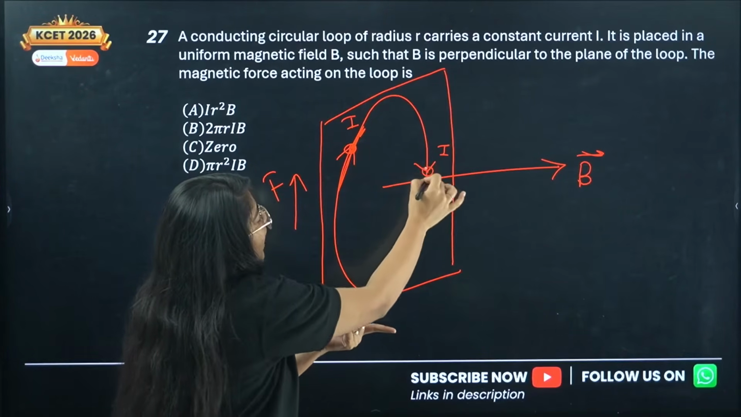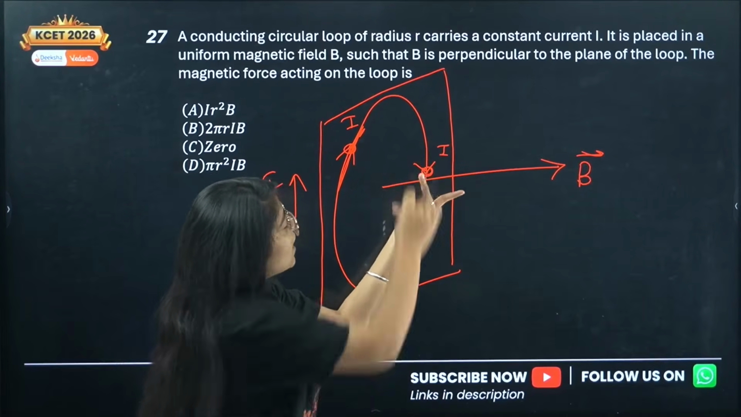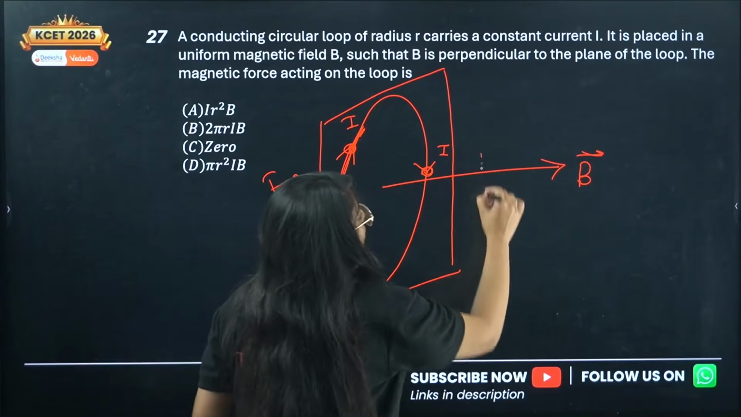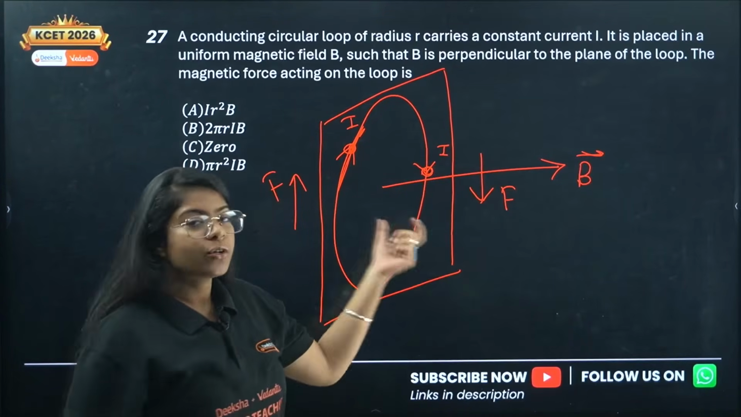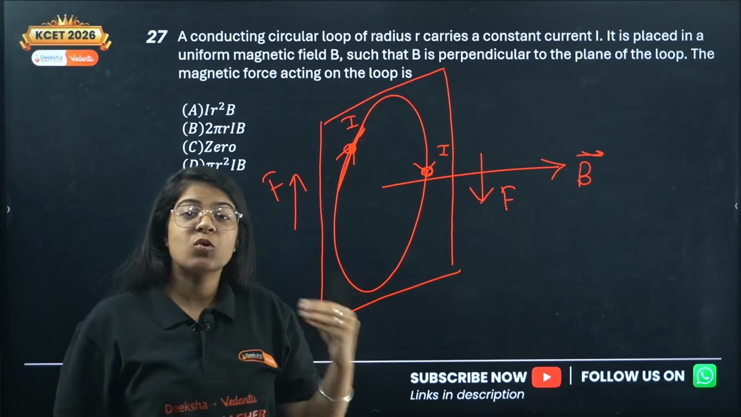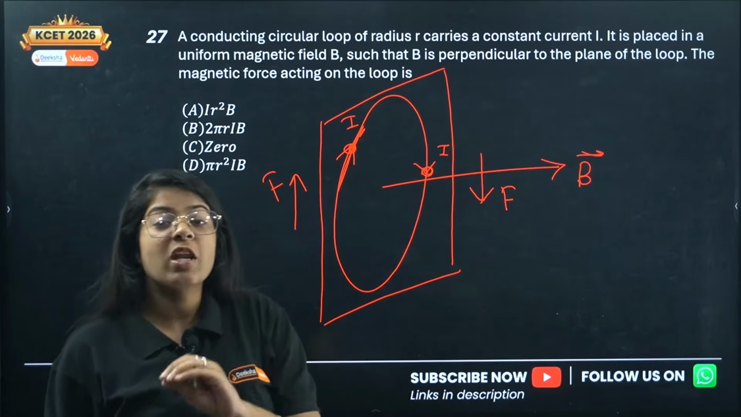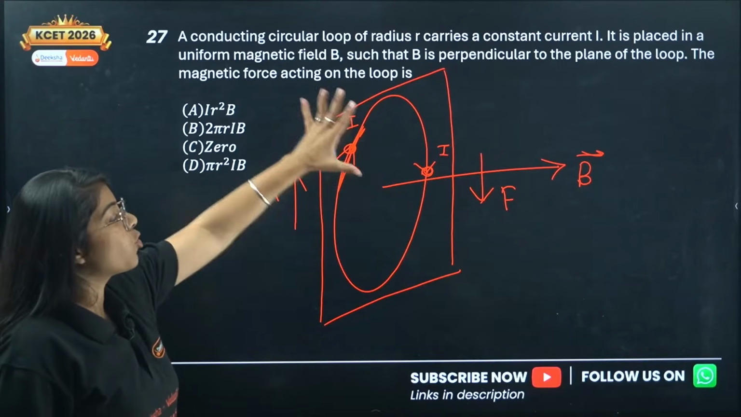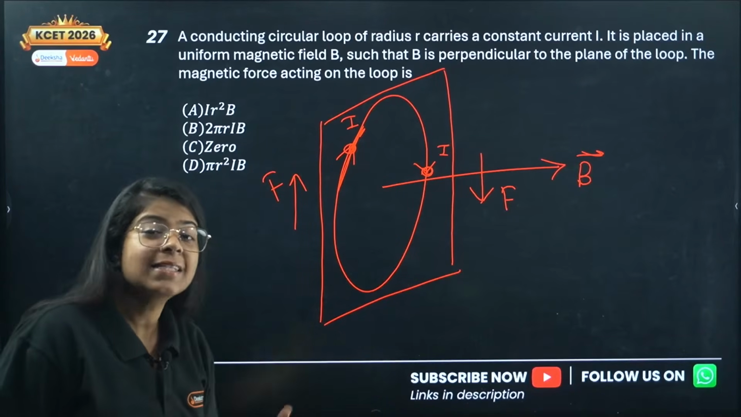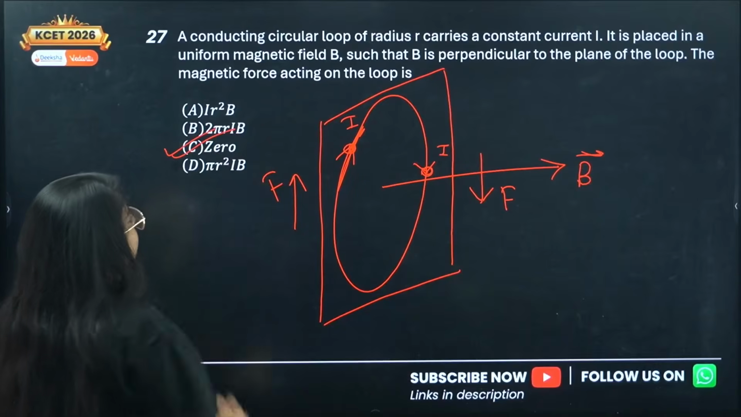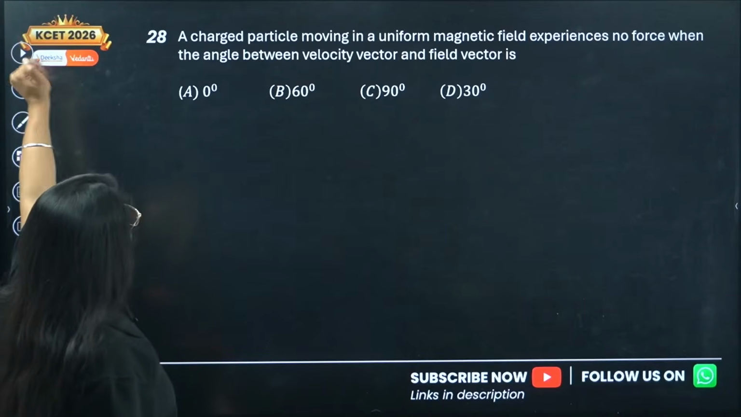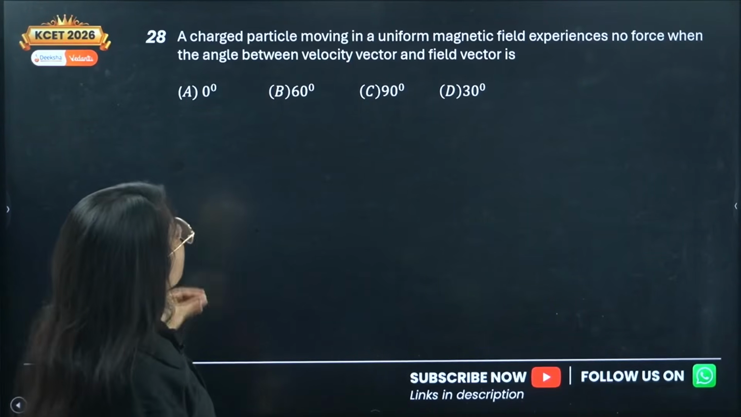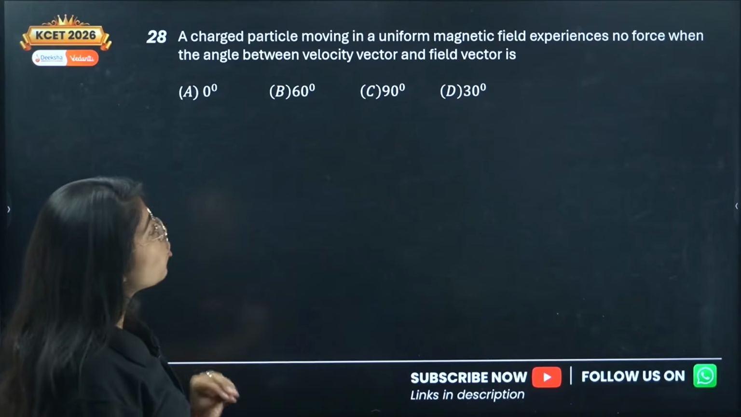On the opposite point, the direction of current is reversed, so here the direction of force is outwards. The magnitude of force is the same, so this force gets cancelled out. This will happen for all the points on this particular loop, so the force on the whole loop will cancel out and become 0. Correct? Okay.